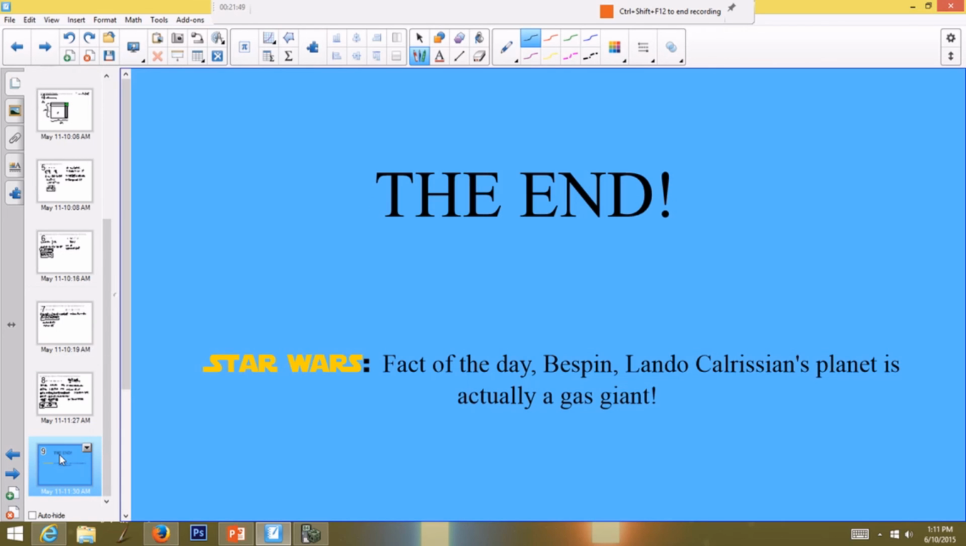As we finish up, let's talk about our Super Star Wars fun fact of the day. Bespin in Empire Strikes Back. Bespin is the name of Lando Calrissian's planet, and it is actually a gas giant that they are harvesting specialized gases for unsavory characters.